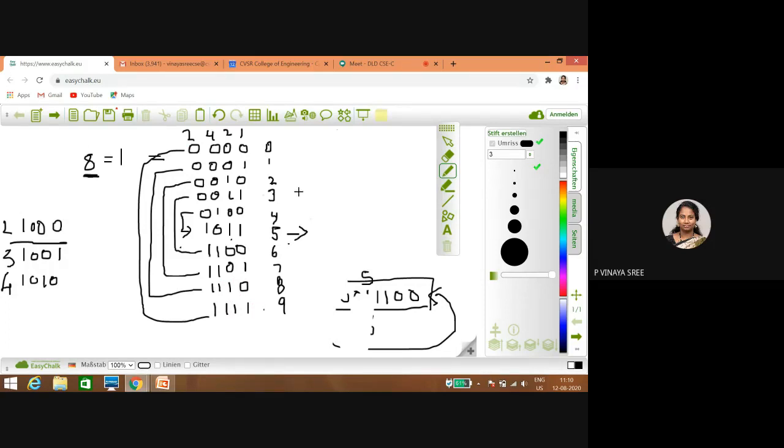So if you see here, if 0100 is there, that will be converted to 1011. If it is 0011, it will be converted to 1100. If it is 0010, it will be converted to 1101, like that. So these are nothing but self complementing codes.